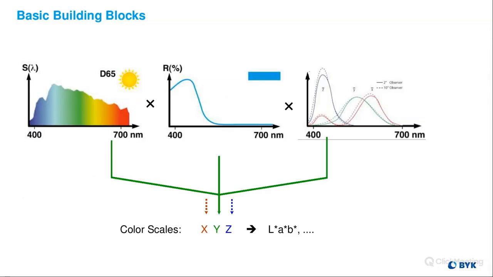So whenever we talk about color, we have three basic building blocks. We have the illuminate. In this case, it's D65. We also have the sample. This is a blue sample. And then we have what we call the observer. And the observer is important because there's two different observers. There's a 10-degree observer and a 2-degree observer. And if you use a different observer, you're going to get a different answer from the instrument.